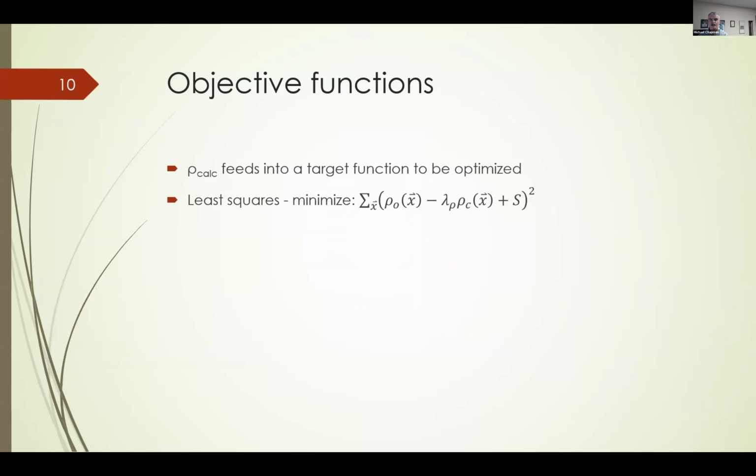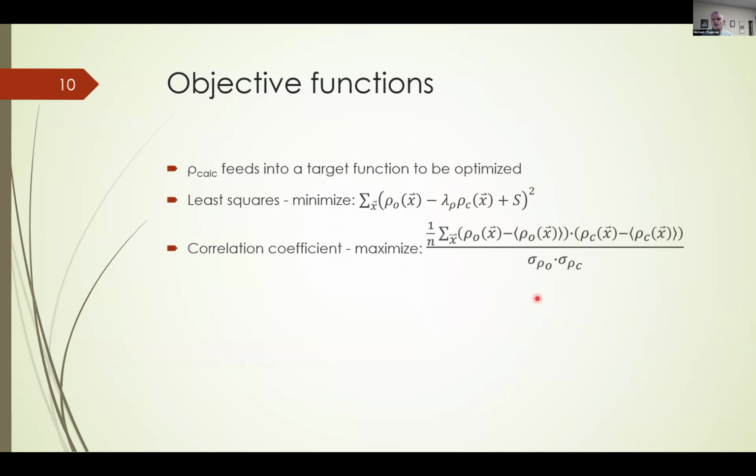Calculating the density for each individual atom is only halfway there. And there are a number of objective functions that we can use in atomic refinement. The one that we're using is a least squares objective function, where we're minimizing the squared difference between calculated and observed density at a set of grid points in a volume, and we have to scale. So there's a gain term lambda and an offset level S.